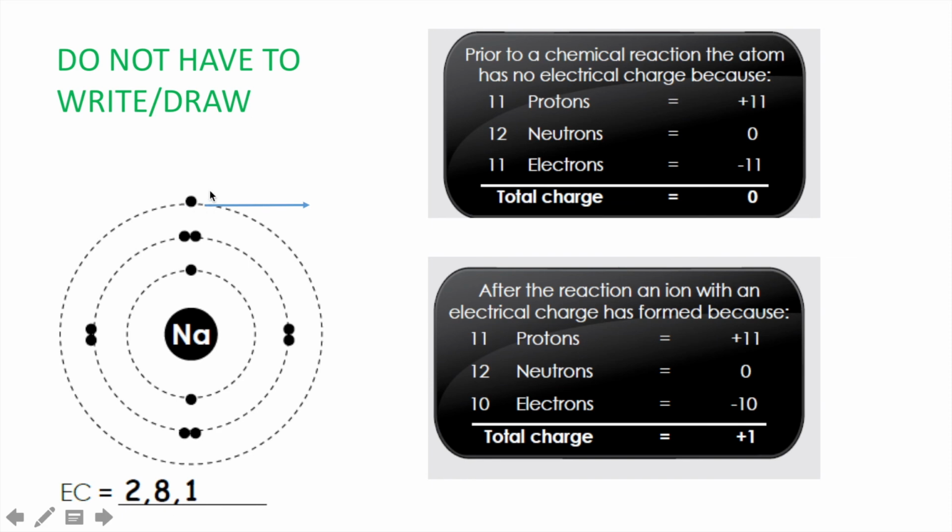If we were to have sodium give its electron away, now we would have 11 protons, we would still have 12 neutrons, and now we would have 10 electrons. So as you can see, we have a positive 11 from the protons and a negative 10 from the electrons. And when we subtract this, we do have a difference. We have more protons, therefore we have a positive +1 charge.